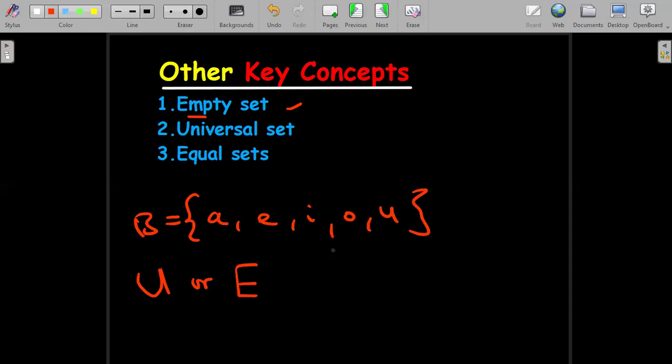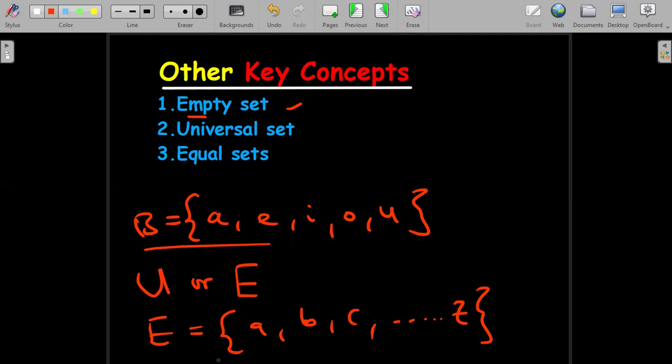So where did we get these elements from? We got them from the English alphabet. And the English alphabet goes from A, B, C, all the way, and we know it ends up at Z. So this here is going to be the universal set for this set B. So the set that contains all elements is the universal set.